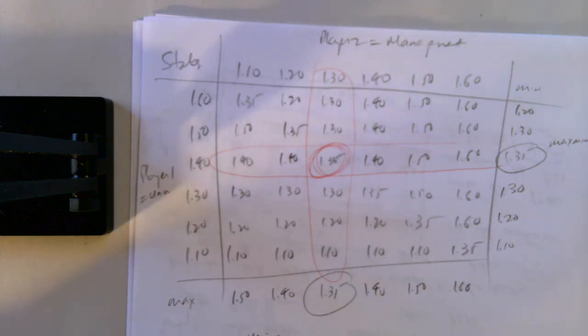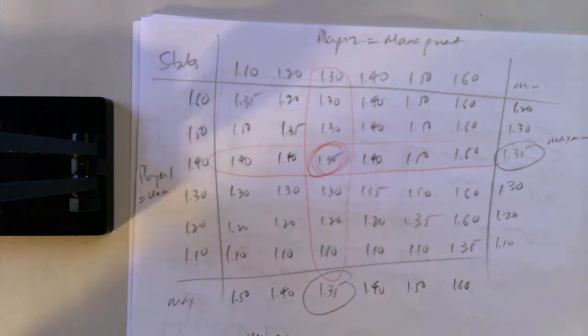So the union got a wage increase to $1.35, 25 cents less than it wanted. Management has to pay $1.35, which is 25 cents more than it wanted. But that is, for both players, the best strategy. That's exactly what we got using dominated strategies, but now using the minimax method. So these are the solutions to problems 15.11 and 15.12.